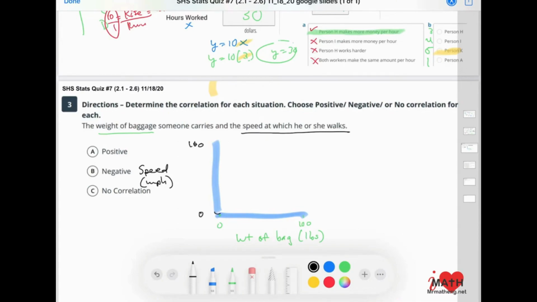Okay, so I'm thinking to myself in this problem, let's say I'm at the airport and I have a very heavy bag. Can I run this way? I have a heavy bag and I can probably move very slowly. But if I have no bags, I can probably go 100 miles per hour. Something like that, right? So I think we have here a negative. Does that make sense? My trend line is negative going down like that.